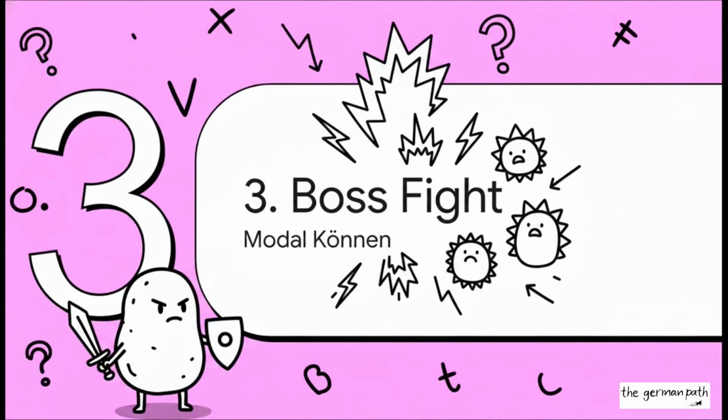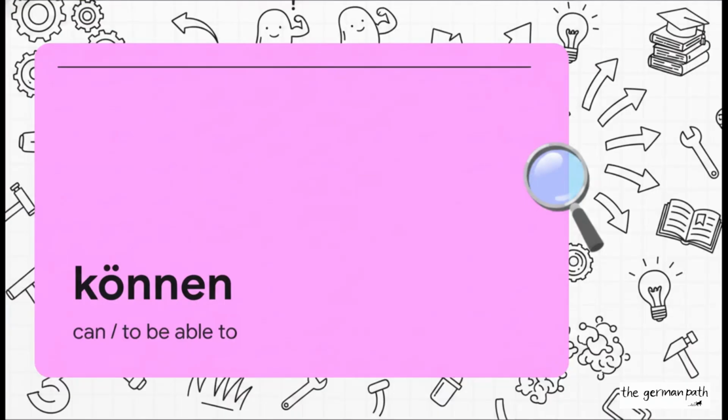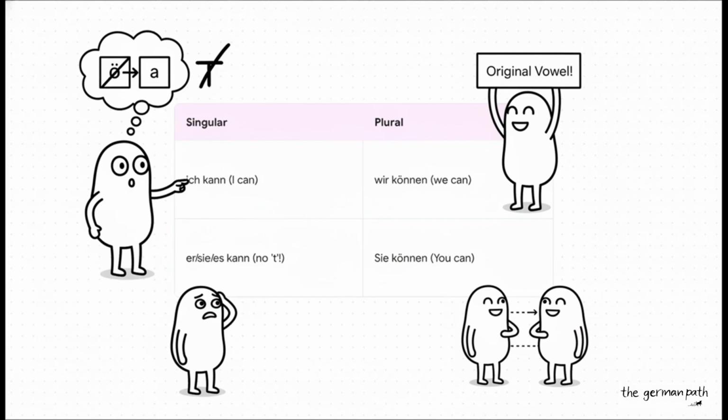All right, section 3. Boss fight, modal können. Are you ready for this? It's part 1 of our ultimate boss fight with a highly irregular modal verb. So, here is your third word of the minute to unlock your true power. Können, can, or to be able to. What's really interesting here is just how dramatic the irregularity of können is.